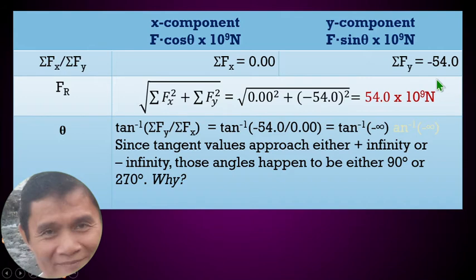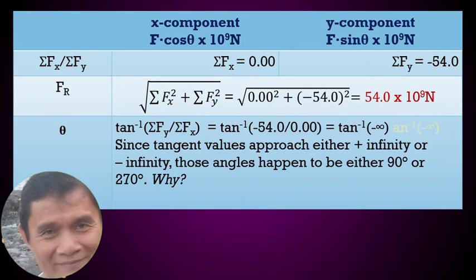Now, to get the angle of that one, he used the original formula for tangent of the summation of forces along y over the summation of forces along x. That's y over x, no? Now, that is not tangent but more of arctangent, or the angle which that ratio represents. So, in this case, the arctangent of negative 54 over 0, which is actually a negative infinity. And we don't like that, no?